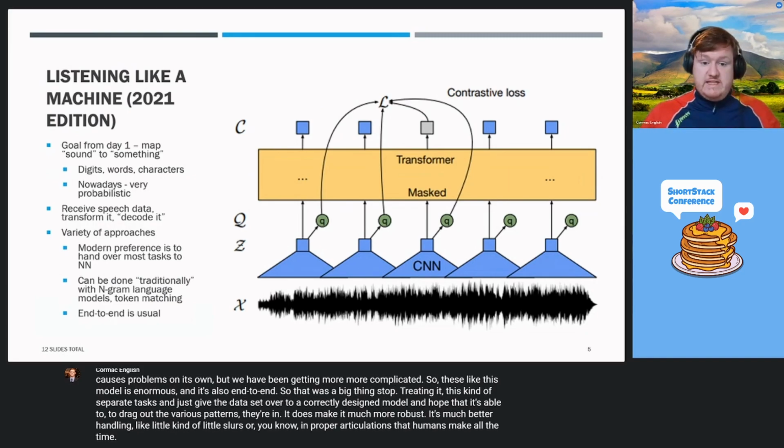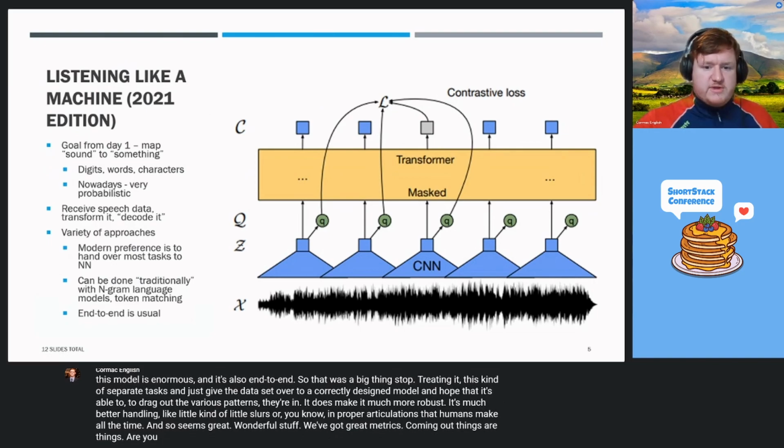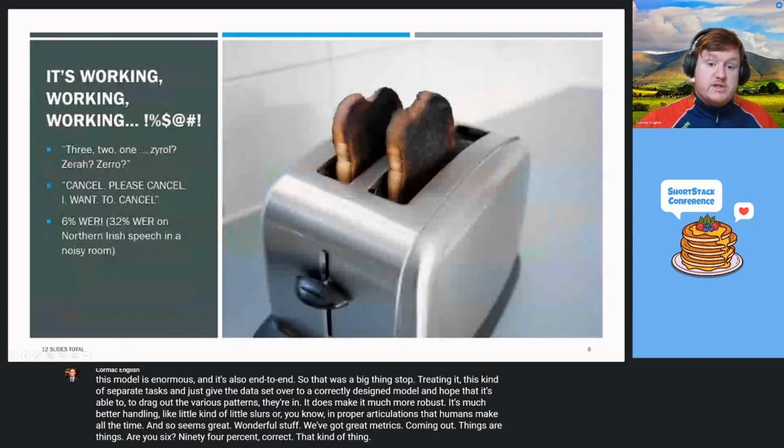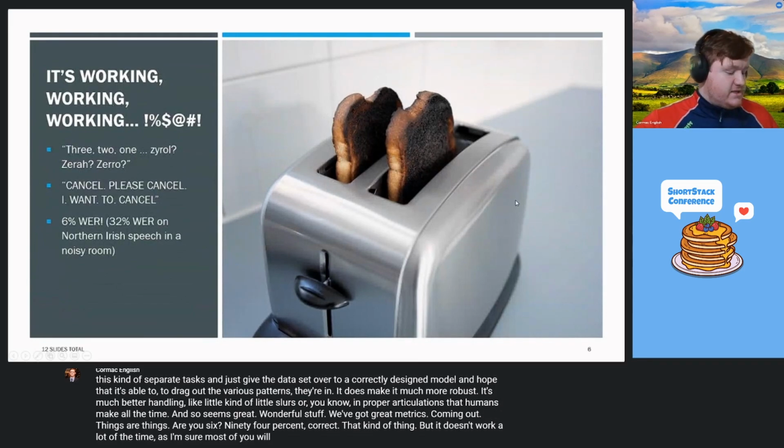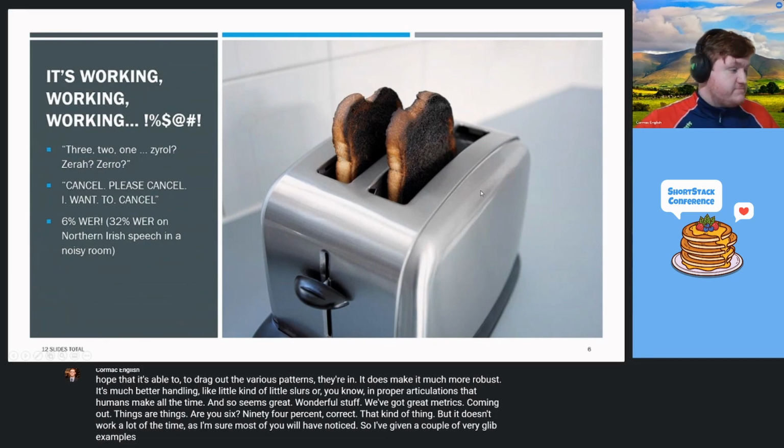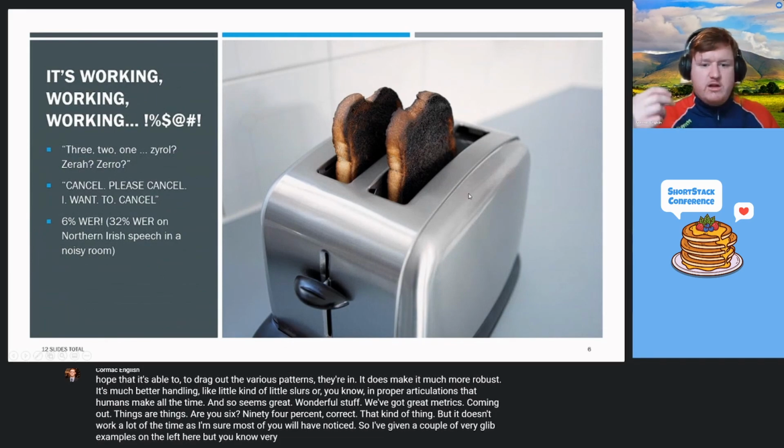So it seems great, wonderful stuff. We've got great metrics coming out, things are 94% correct, that kind of thing. But it doesn't work a lot of the time, as I'm sure most of you will have noticed. I've given a couple of very glib examples on the left here, but very simple things like individual words just not being picked up no matter how much you talk to it.